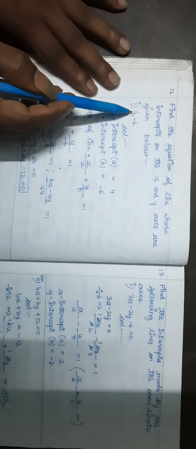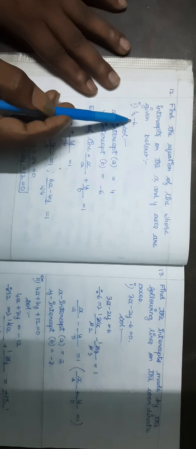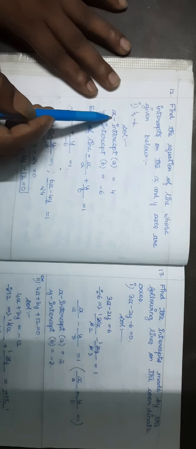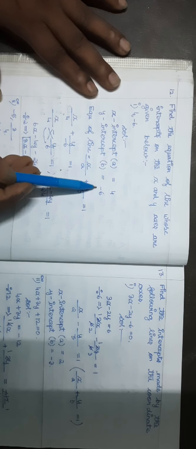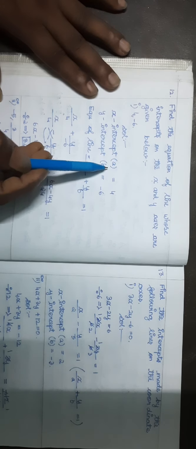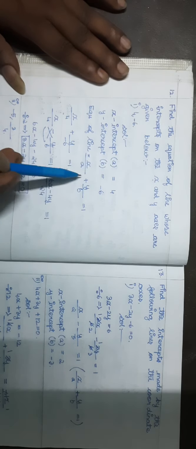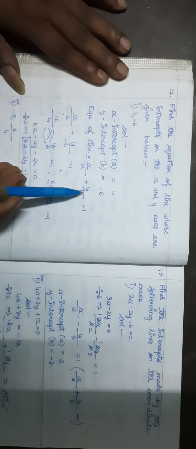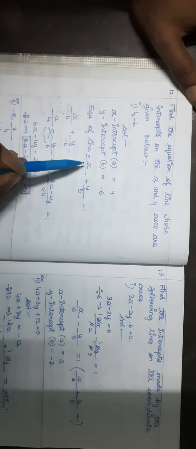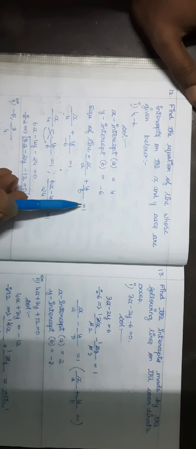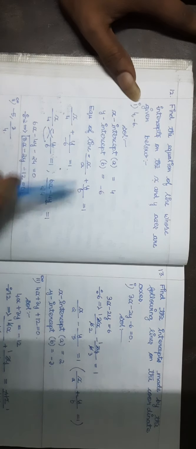The x-intercept is 4 and the y-intercept is -6. So given two intercepts, 4 and -6, I can take the first one as the x-intercept a equal to 4 and the y-intercept b equal to -6. When two intercepts are given, the equation of the line is x by a plus y by b is equal to 1. Now take and substitute the x-intercept a and y-intercept b.